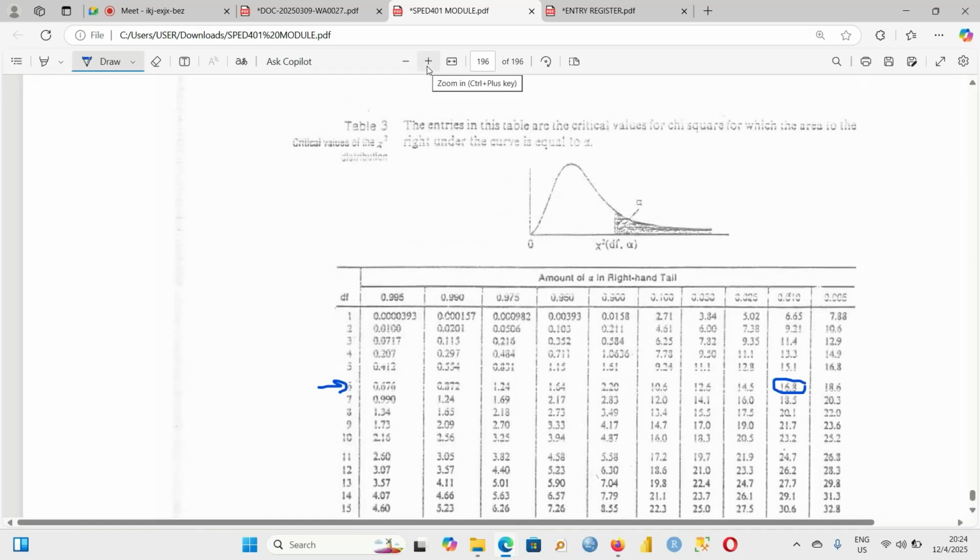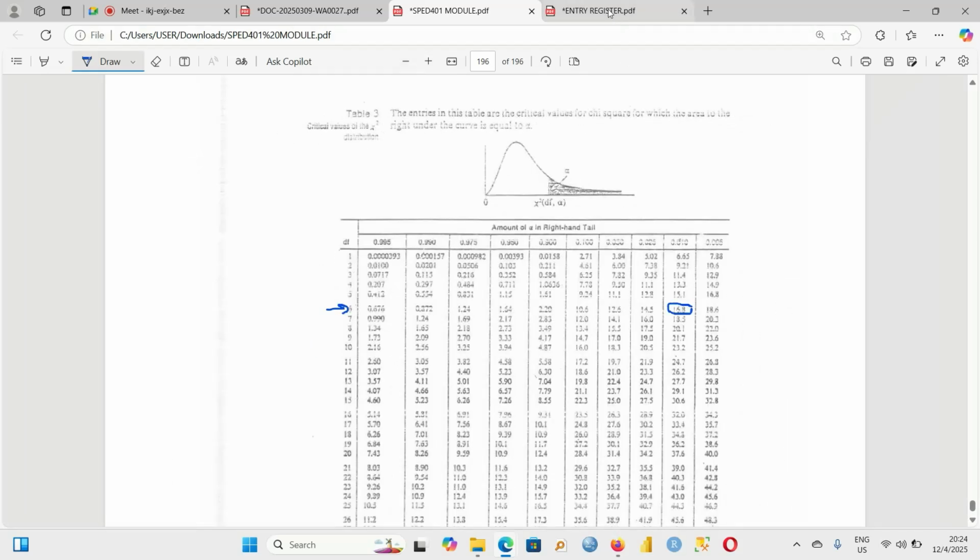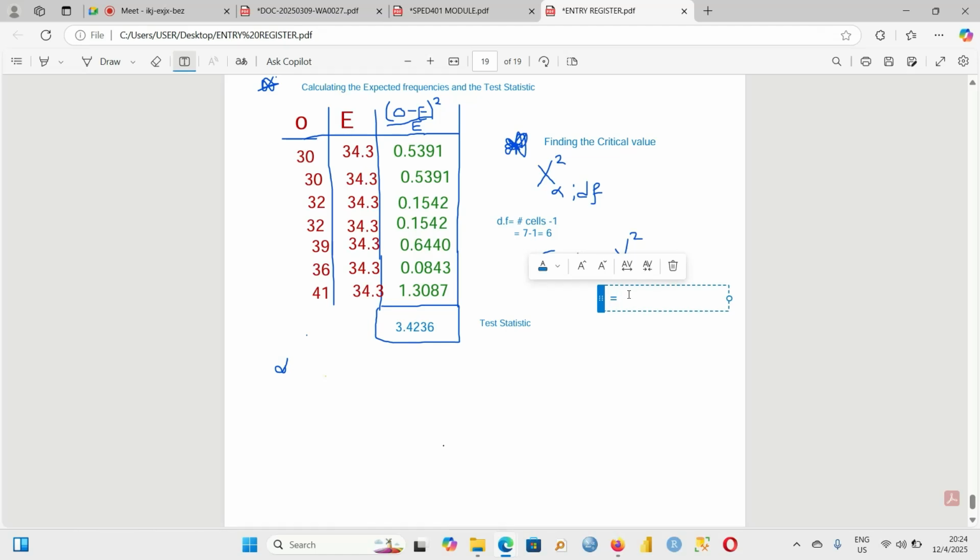So here we have 16 point, I think 16.8. My tables, they are faint. Is this 16.8 or 16.3? I'm seeing 16.8. Where we have 6 and 0.01 is 16.8. That is our critical value, 16.8.